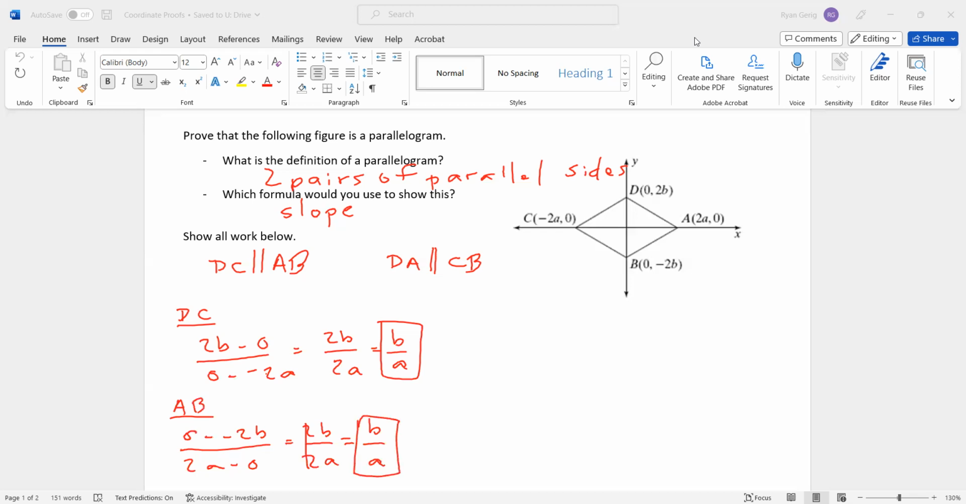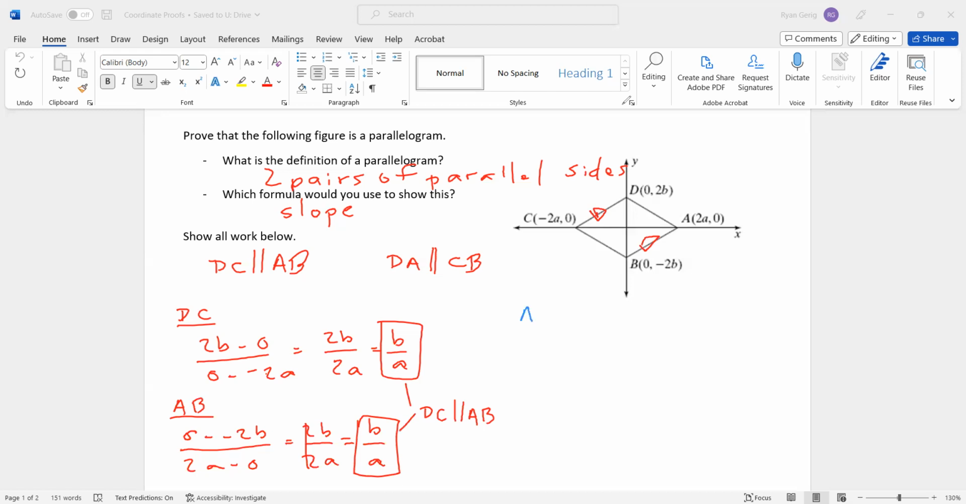Well, what does that mean? It means that DC is in fact parallel to AB, which is great, but I still need to find the slopes of the other pair. So all I've shown right now is that this and this are parallel. I now need to show the other ones.